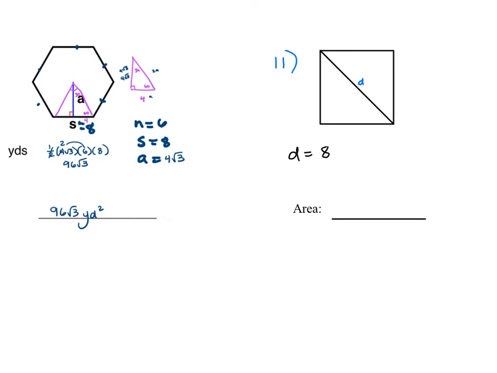All right, number 11, we're back to the square. This time we have the diagonal. This is 8. Remember, the square is 45, 45, 90. So you can either do the Pythagorean theorem with both the side lengths the same, or we could say that the 8 equals the A root 2. So A would equal 8 over root 2, or 8 root 2 over 2, which is 4 root 2. And that becomes the side length. And then I would just do 4 root 2 squared, which is 16 times 2, or 32.